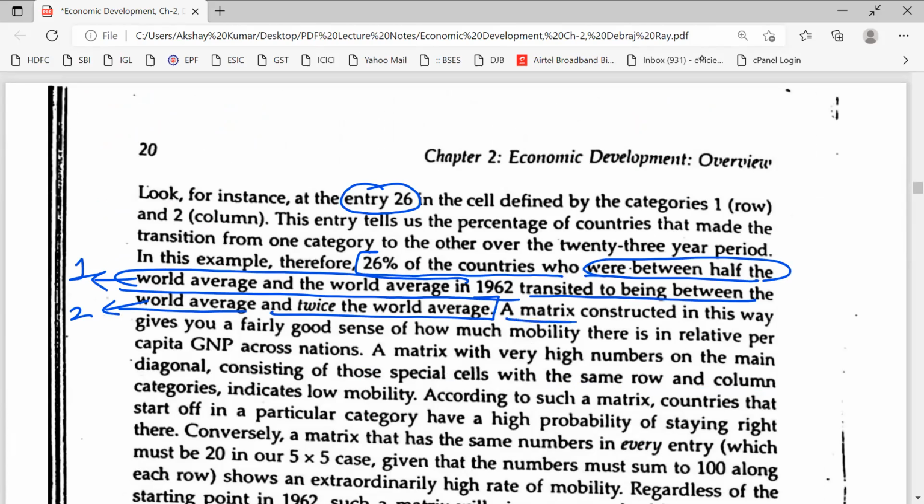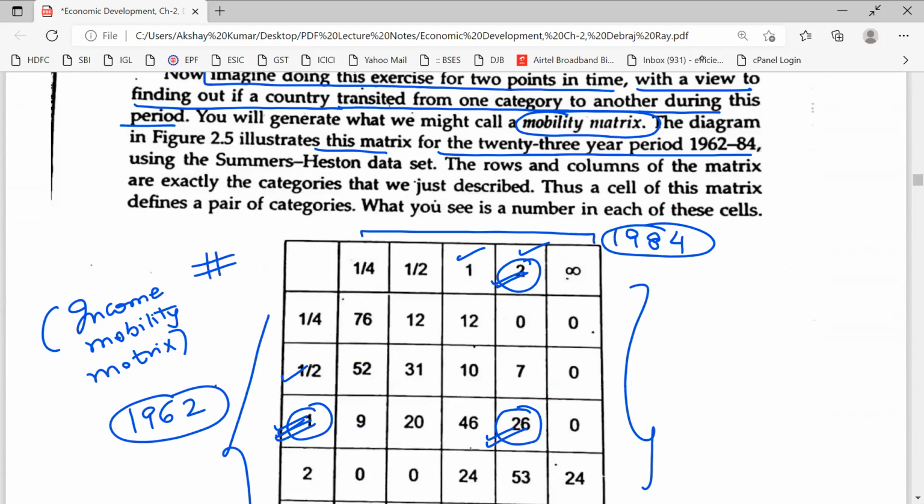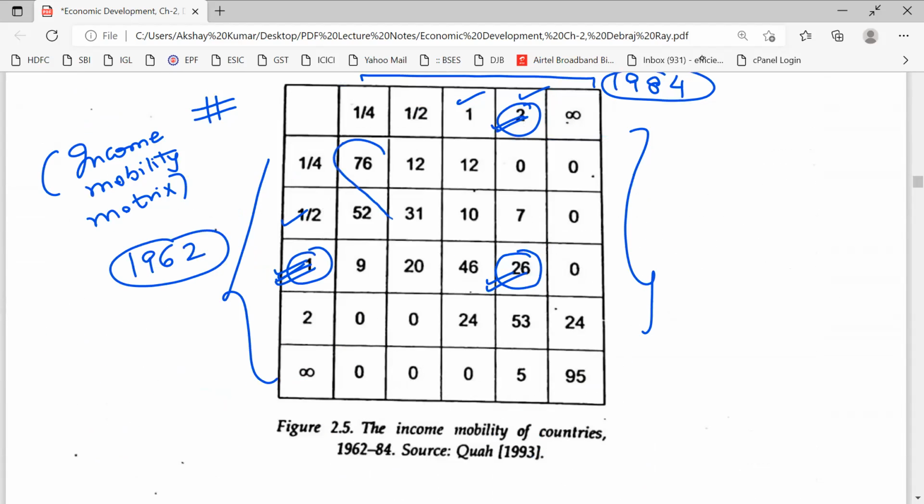So a matrix constructed in this way gives you a fairly good sense of how much mobility there is in the relative per capita GNP across the nations. On the other hand, if you look at the diagonal, what does the diagonal indicate? The diagonal of the matrix indicates that there has been no mobility.